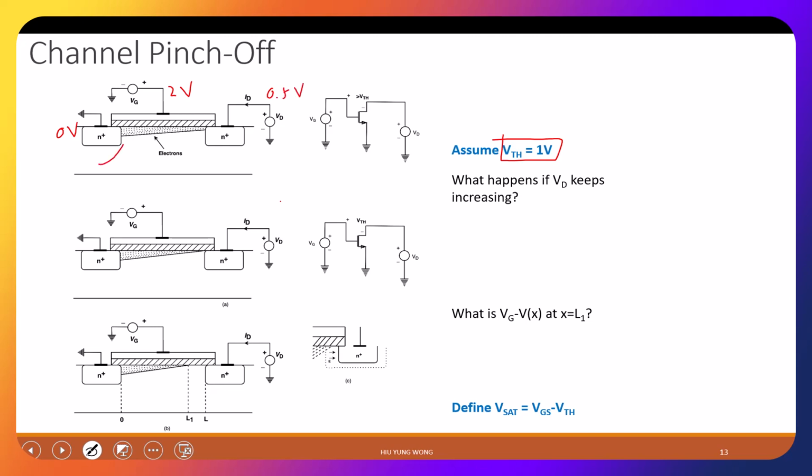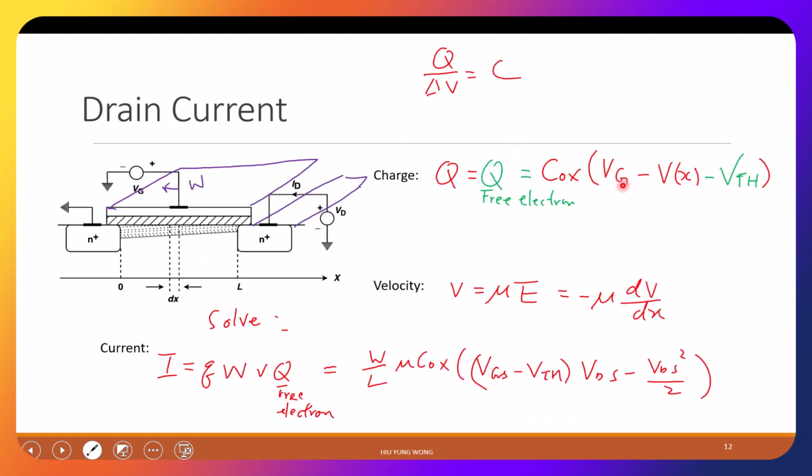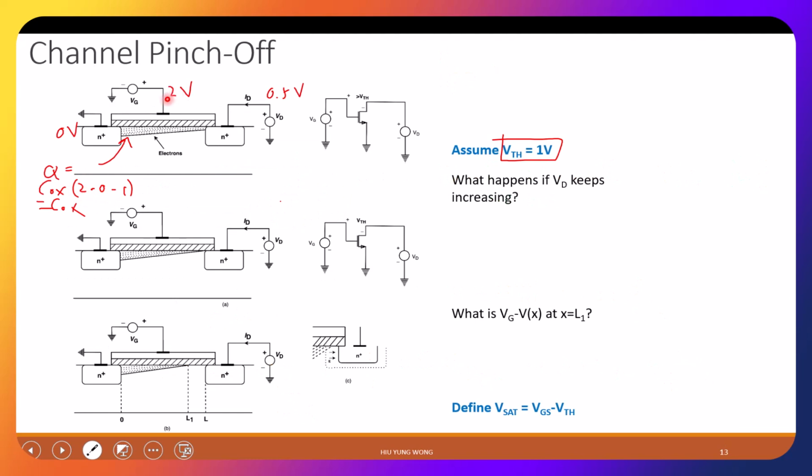How much charge do I have under here? Q equals Cox times (2 minus 0 minus 1), which is equal to Cox. The charge under here, I just told you what the charge is: (Vg minus Vx minus Vth) times Cox is the charge density you get. Vg is 2. The channel potential is 0. Threshold voltage is 1. That's why I get 1 Cox units of charge here.